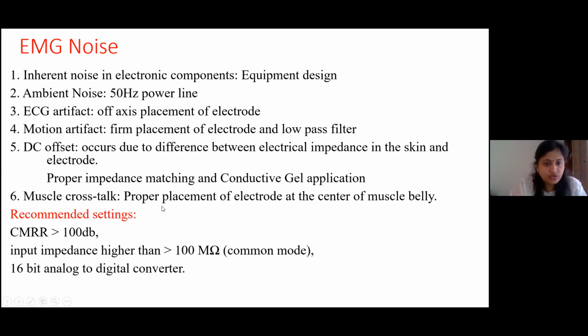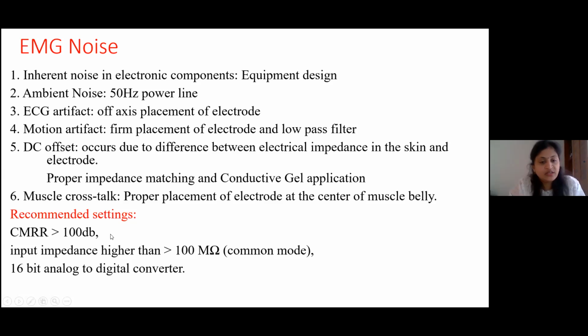Next is the muscle crosstalk. The human body is not like that: whenever there is one muscle, there will not be any association of another muscle. So while capturing the signal, there might be a muscle crosstalk signal, that is, a signal from another muscle. It is not always that we are studying one muscle and capture the signal only from that muscle. So proper placement of the electrode at the center of the muscle belly can reduce these muscle crosstalk signals.